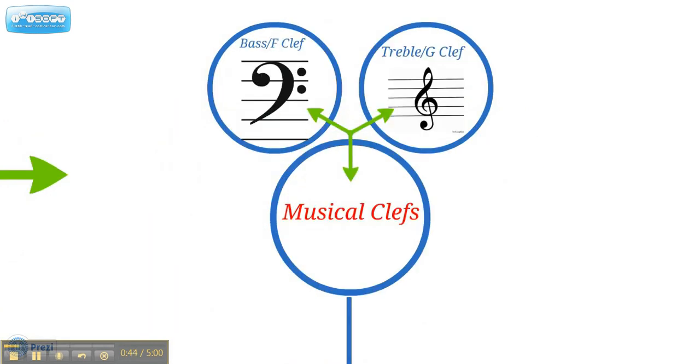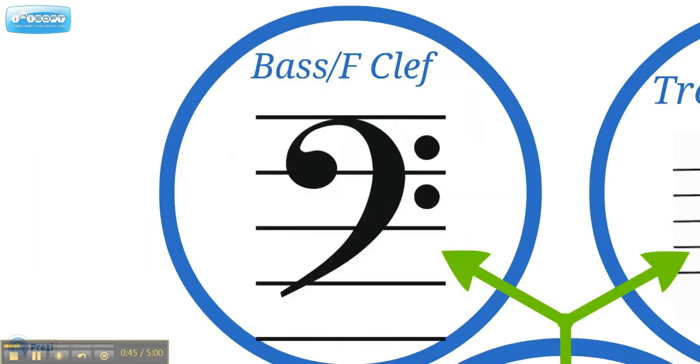Let's take a look at musical clef. Okay, let's take a look at the bass clef. Another name for the bass clef is the F clef. It is called the F clef because it originates from the F line. As you see there, it is drawn from that fourth line, which is also known as the F line.